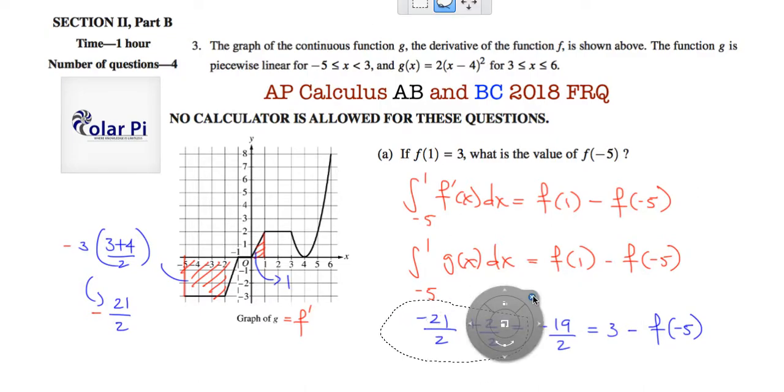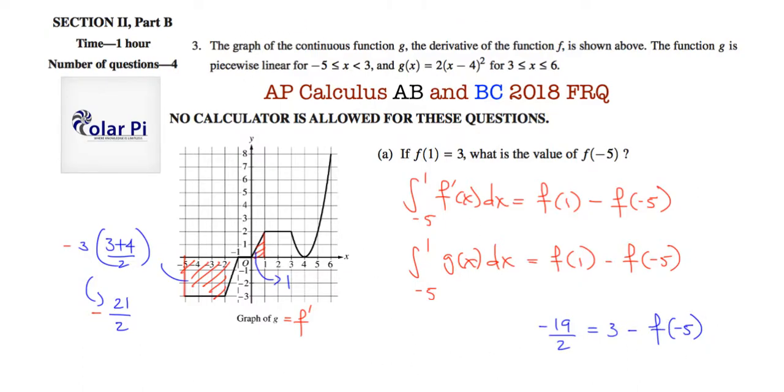The way we're going to finish is, clearly we're going to next say that from this equation we have that f of -5 is equal to 3 plus 19 divided by 2. And 3 is 6 divided by 2. So 6 divided by 2 plus 19 divided by 2 makes 25 divided by 2. And so that's the answer to part A.